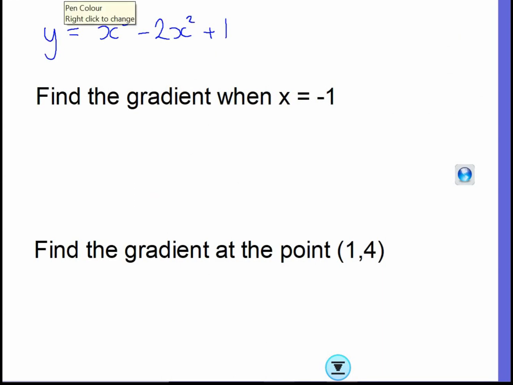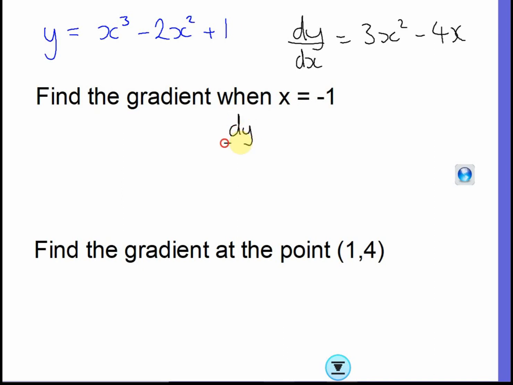Find the gradient. Any mention of gradient, you need the gradient function. So dy by dx times by the power, reduce the power by 1 on every single term. And this on its own, this constant term, that's x to the 0, so times by 0 is going to go. Okay, find the gradient when x is minus 1.